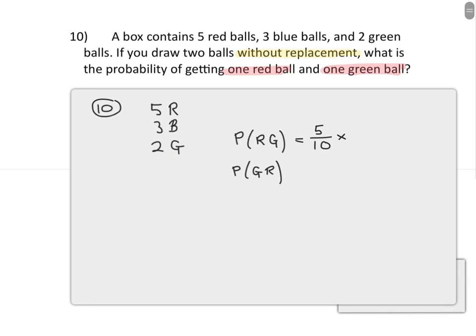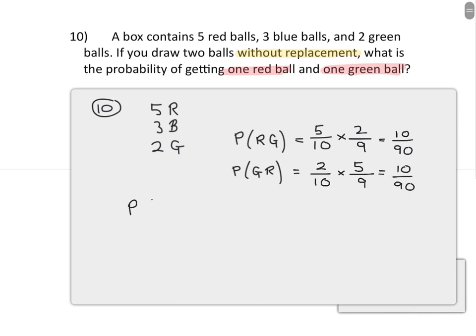That means there's 9 balls left altogether, but we want green second, and there's 2 greens. So we get 10/90 as the first answer. If we want green followed by red the other way around, we know there's 2 green and 10 red balls altogether. But when we take one away, there's only 9 left, and we know there's 5 red balls. We actually get the same answer, so it's 10/90.